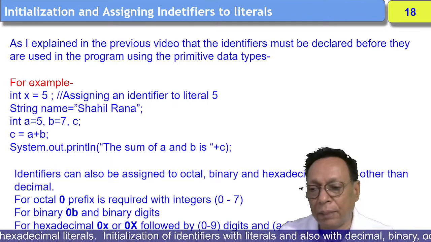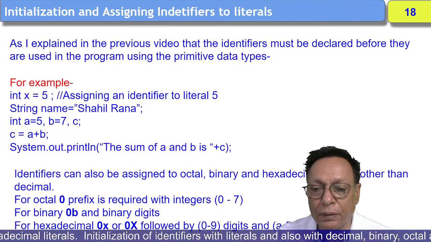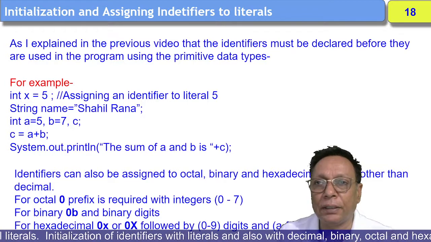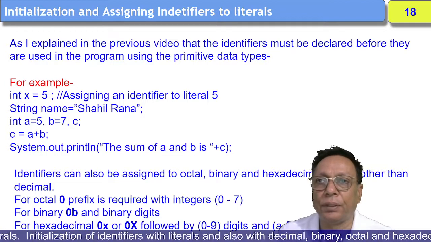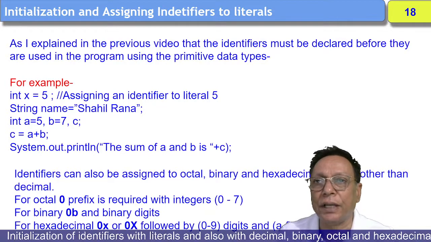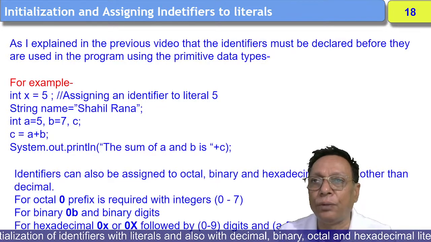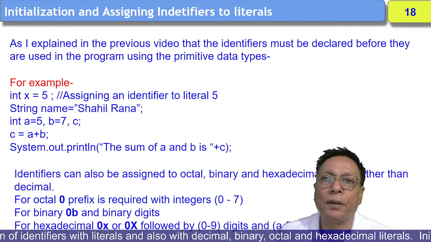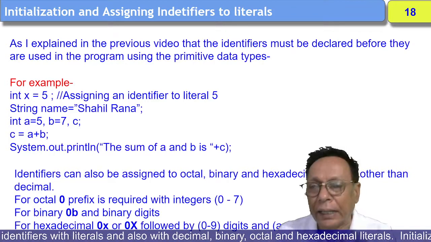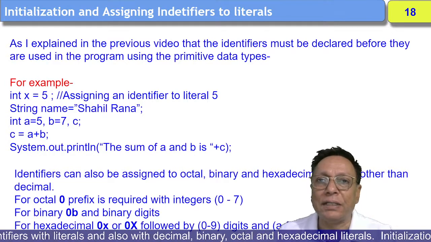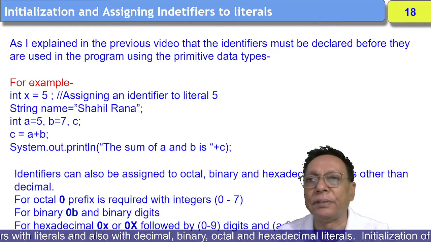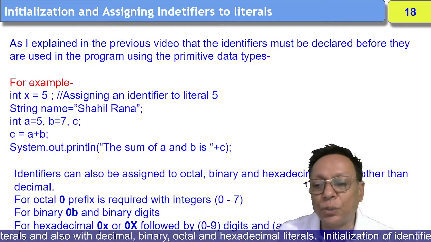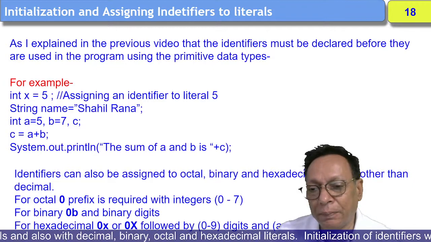Oh no, I think I have committed a mistake. So 0 to 9, they are 10 digits. After that, A to F, so they are 6 digits. So 10 plus 6, 16. Okay, so A represents 10, B represents 11, C represents 12, D represents 13, E represents 14, and F represents 15. So this way, hexadecimal works.